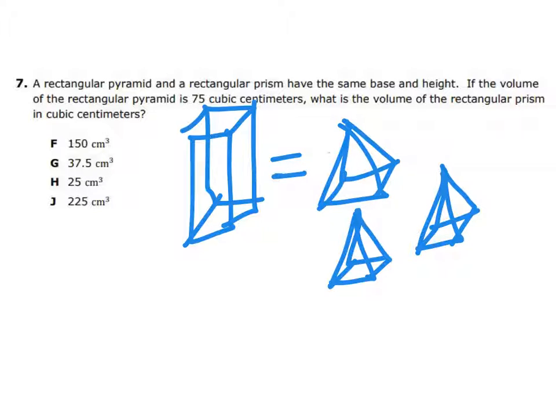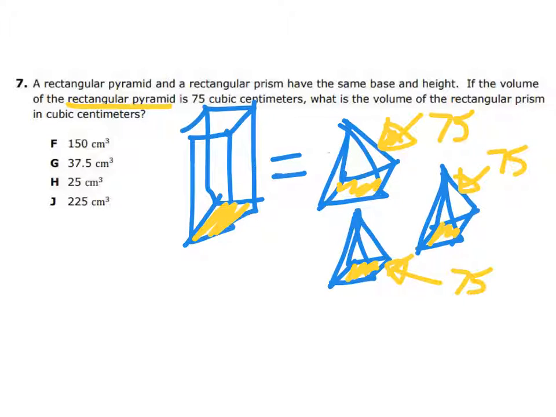Now, why is that important? That's because we know, what do we know? We know that a rectangular pyramid and a rectangular prism, they have similar bases. So these bases are all identical. If the volume of the rectangular pyramid is 75, so not the prism, but the pyramid. So I'm saying that this guy right here is worth 75, which means this guy is worth 75, which means this pyramid is also worth 75.